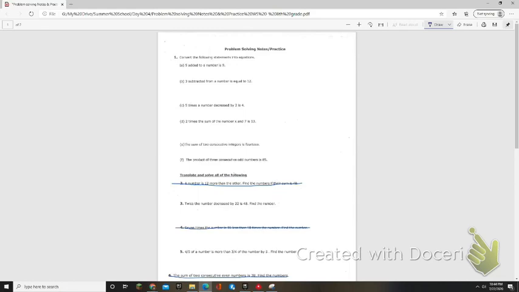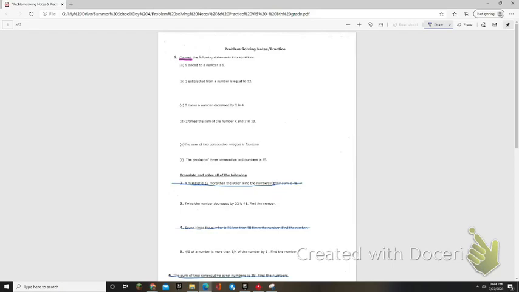We're going to do all of number one as our notes. And when you're looking at the directions for number one, it just says convert the following statements into equations. So we're not going to be solving on number one. When you get to number three through the end, you will be solving. So I'm not going to take the time right now to actually solve the equation. We're just going to talk about how to set it up.